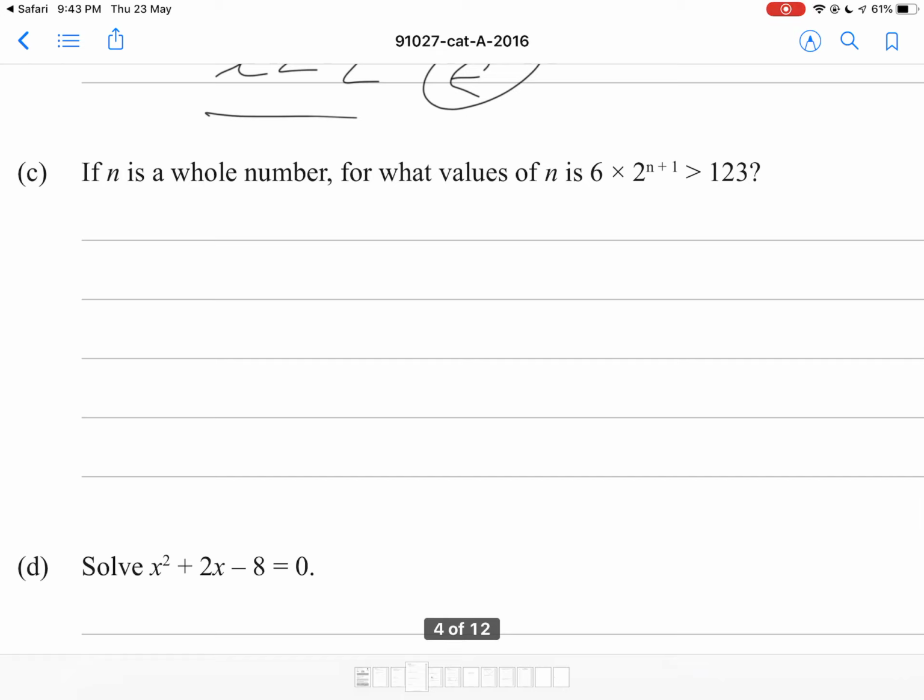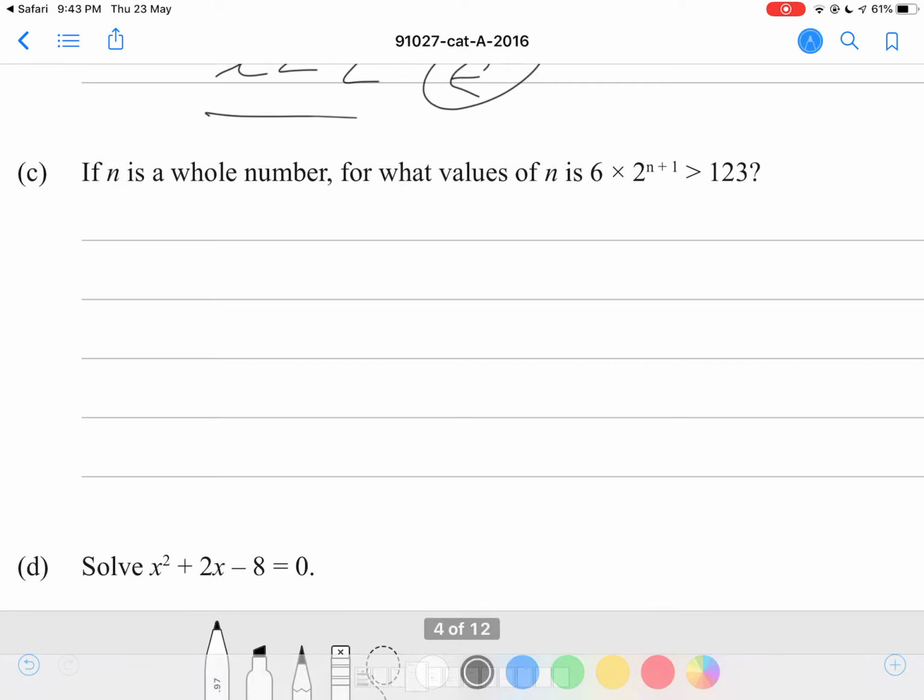Okay, so if n is a whole number, for what value of n is 6 times 2 to the power of n plus 1 greater than 123? Note down, n is a whole number, okay? That's very important. For what values of n is 6 times 2 to the power of n plus 1 greater than 123?